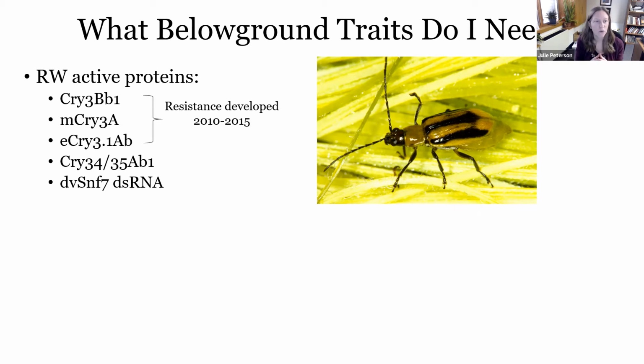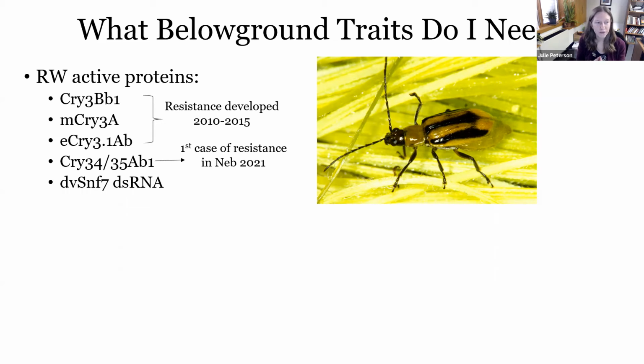We have actually had resistance develop, and in Nebraska, we started to see that around 2010 to 2015. So now there is quite a bit of resistance to these proteins in Nebraska. So I would no longer say you could use these proteins alone, especially under heavy pressure from Western corn rootworm, and expect them to be controlling your populations on their own.